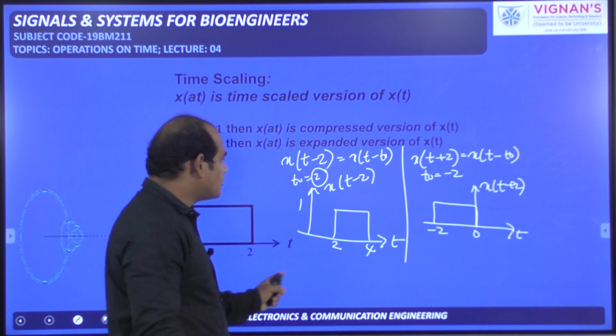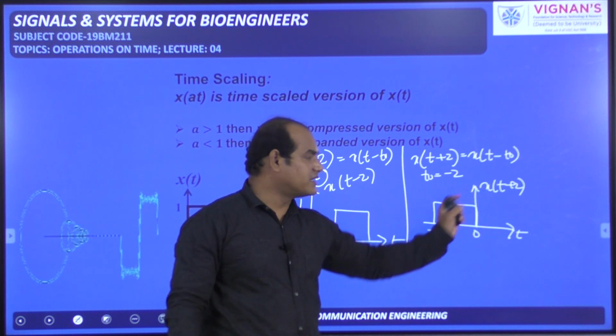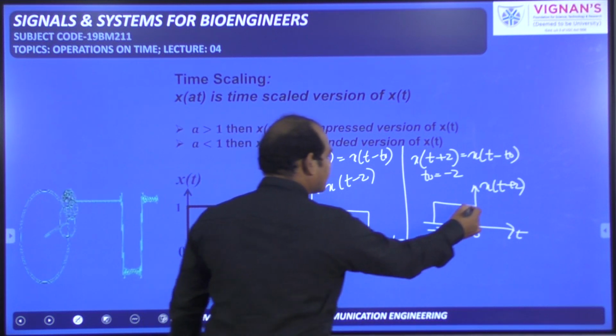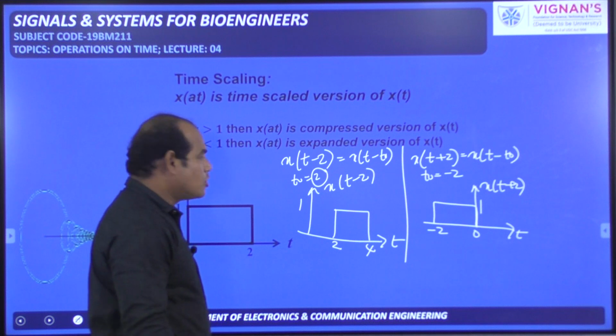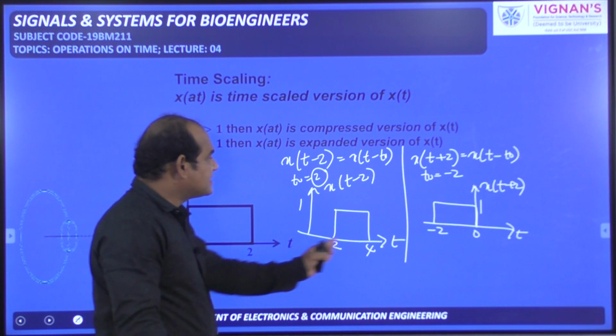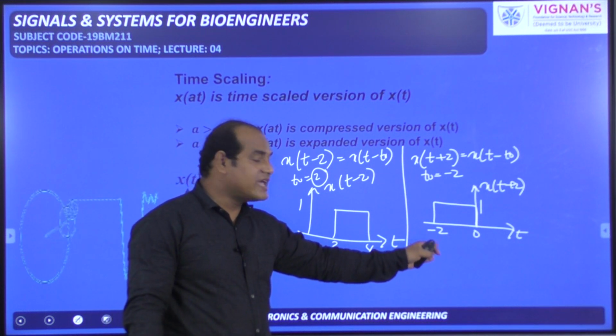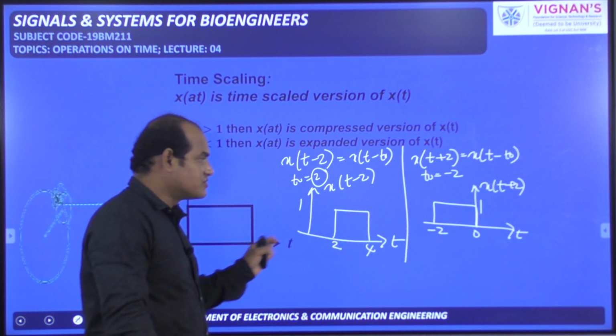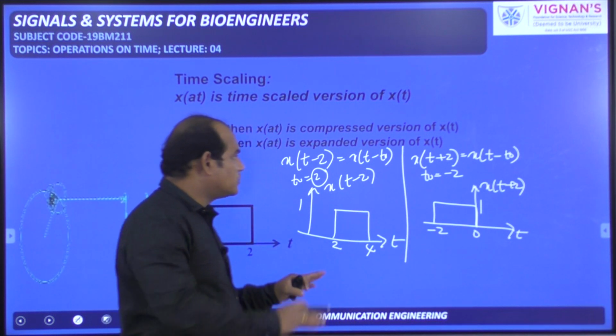For every signal you should represent the independent variable and the dependent variable. And the amplitude here is 1. Amplitude will not be affected. So the signal starts from 0, but now the signal starts at minus 2 only. So it came before this one. That's why it is called the advanced version. So this is about time shifting.